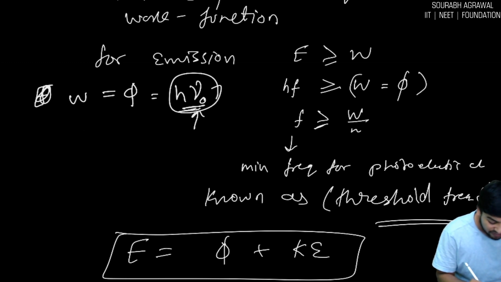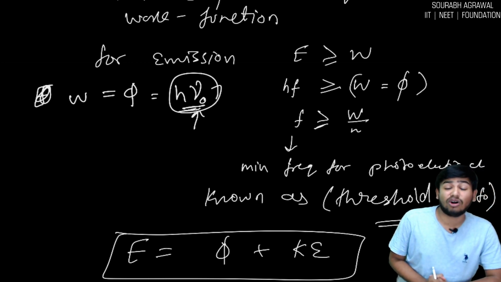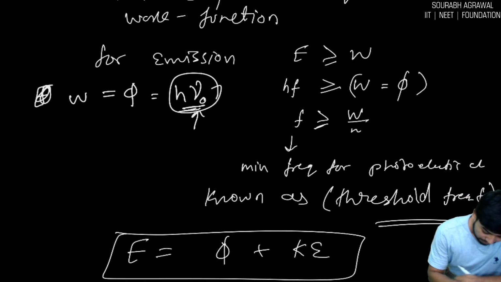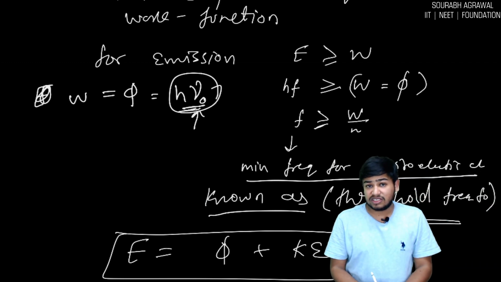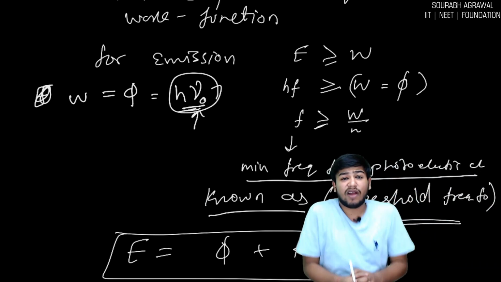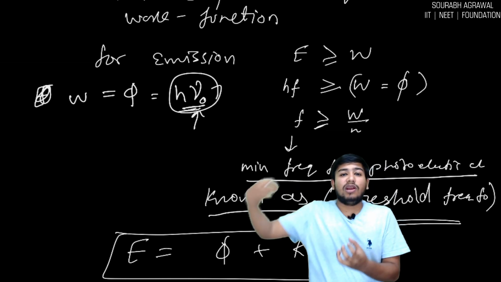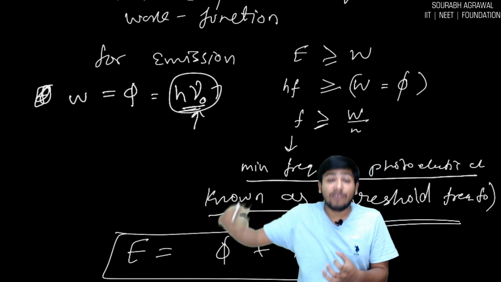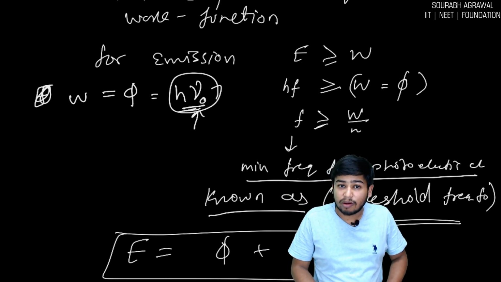That means this is frequency, the threshold frequency. The minimum frequency that is required for the photoelectric effect, that means for emission of an electron, is known as the threshold frequency. Are you getting my point?